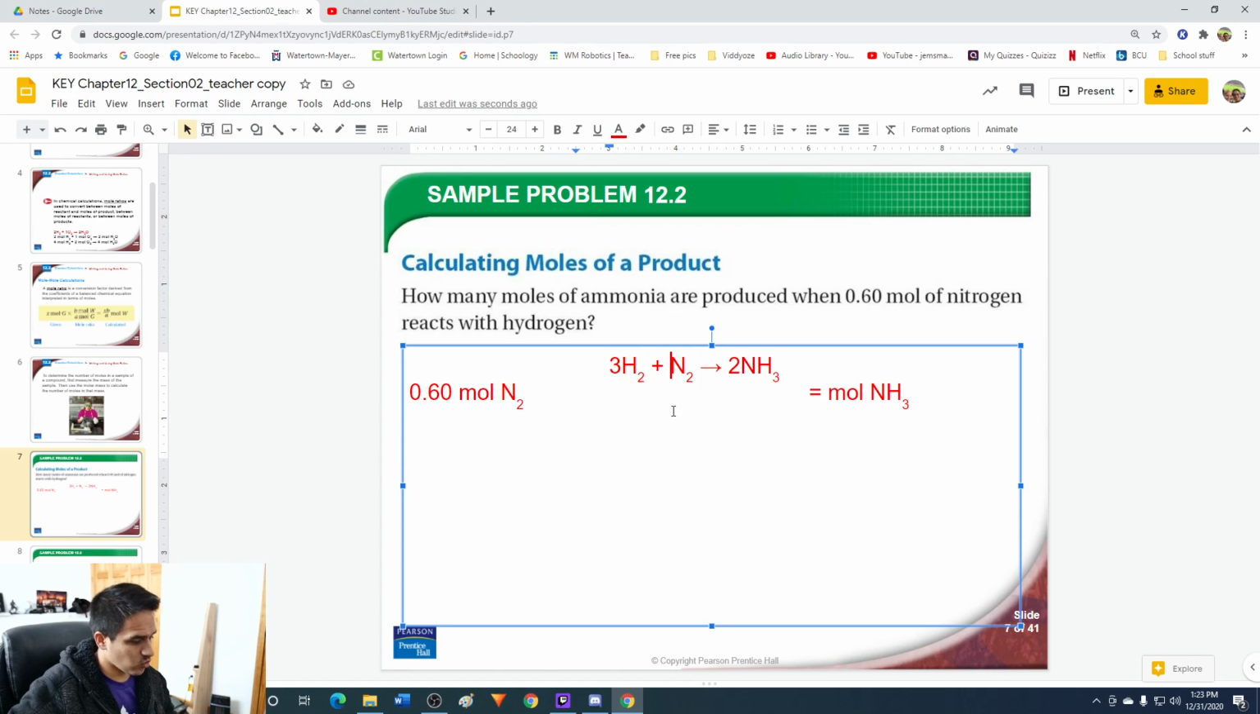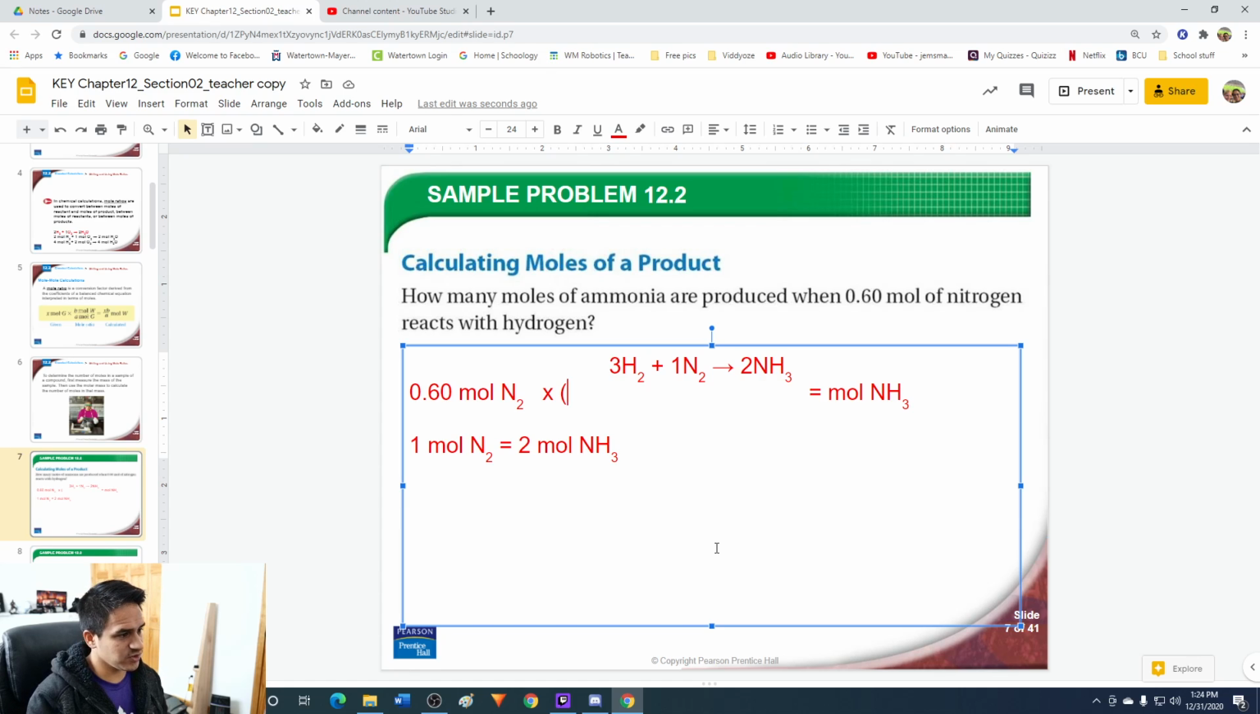Every coefficient, there's a 1 there, even though it's not written, okay? So for every 1 mole of N2 that we start with, we are going to end up making 2 moles of NH3. It's a 1 to 2 ratio. So seeing as we're starting with moles of N2 here, if we use dimensional analysis, we can convert moles of N2 into moles of NH3, which is what the problem's asking for. How many moles of ammonia are produced?